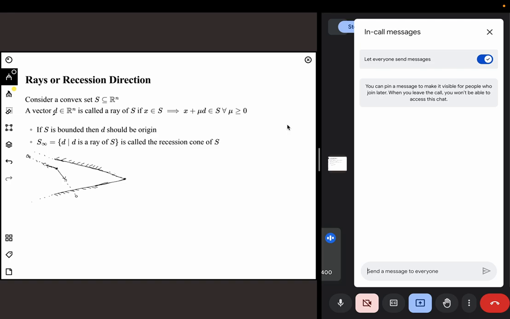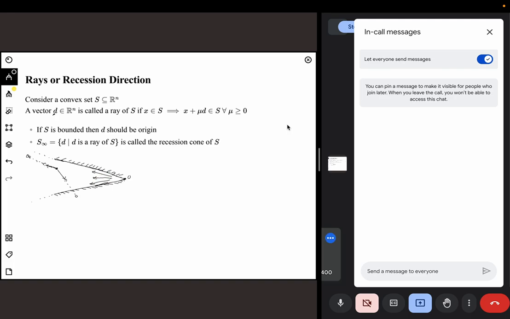So if you have the origin in it, say this is my origin, then you can see all this is very physical and intuitive also. You can think of all these directions from which I can take an origin and scale it. You can take any point here and scale it along that particular direction. Eventually, all the points will belong to the set. Such kinds of vectors are called the rays.